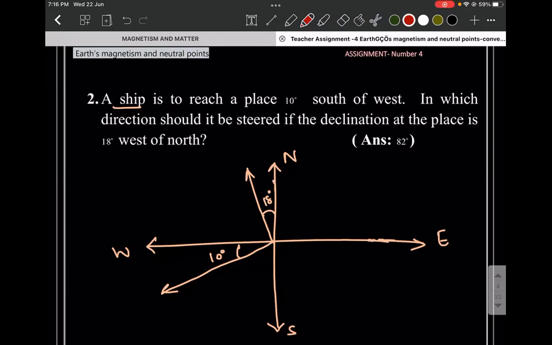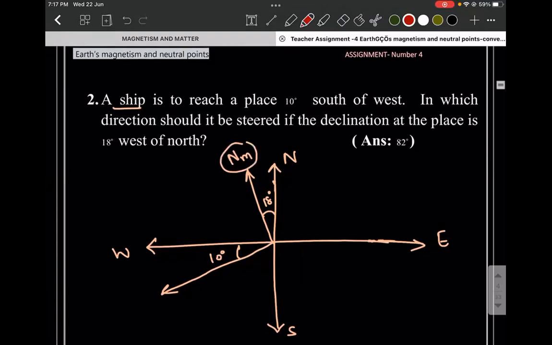Actually, I'll tell you what is happening. He has a compass in his hand, right? And on the compass, he is assuming that this is the north direction. But what is happening? This is the magnetic north. So he is assuming that he is actually going in this direction. No, there is an error of 18 degrees.